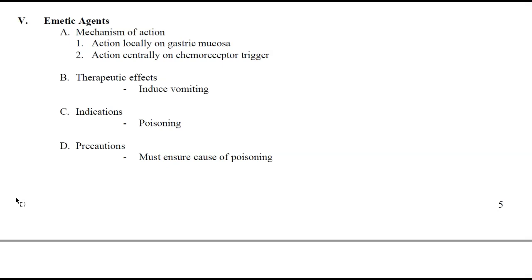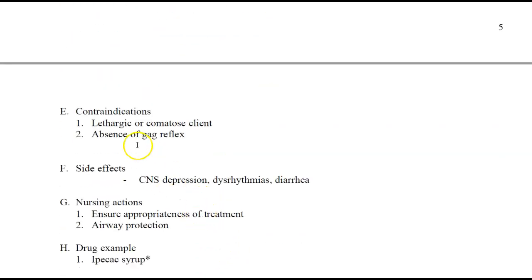because of poisoning. Some precautions: they must ensure that they know the cause of poisoning before administering. Some contraindications to this drug are a lethargic or comatose client. Even after poisoning, you don't want to give something orally when a patient is not very conscious or may not have the ability to swallow that medication. Another contraindication is absence of a gag reflex. Why? What can happen is it can cause the patient to aspirate. So that is not good for the patient.